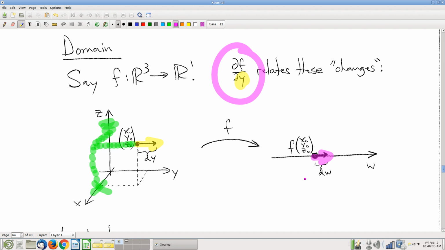Which, of course, by the way, hopefully you recognize this idea of relationship between input changes and output changes. That's what a single variable derivative is too, right? Single variable derivatives. It's the proportion between input changes and output changes.